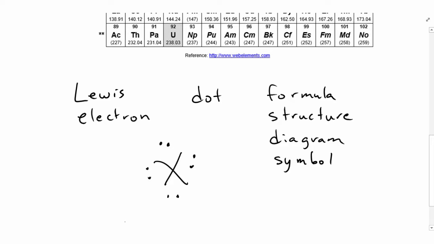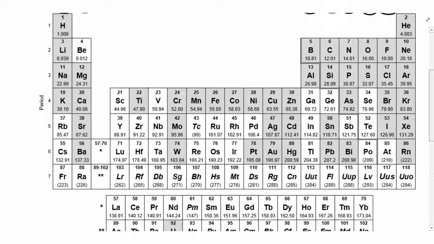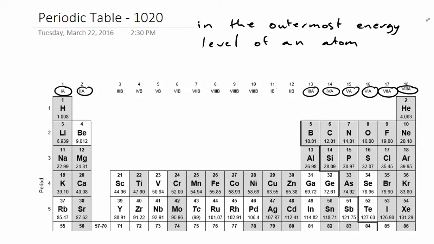That's how it would look if there was a total of 8. If we looked at the Lewis diagram for an element in group 1A, it would be the symbol with one dot. In group 2A, it would be the symbol with 2 dots. Group 3A would be the symbol with 3 dots. Group 4A would be the symbol with 4 dots.